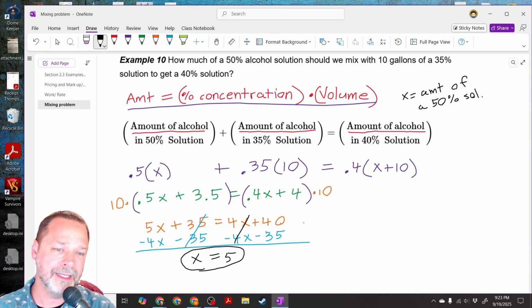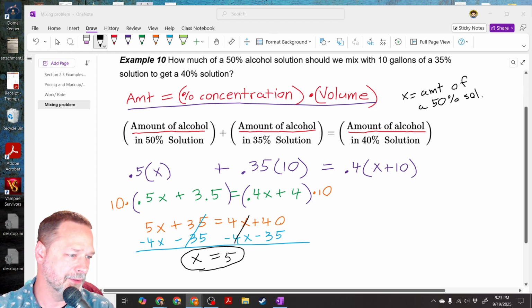So we would say we need 5 gallons of a 50% alcohol solution to add to 10 gallons in order to get a 15-gallon solution of a 40% solution. And that would do the trick. You gotta love it. And so that's how you do these kinds of problems.